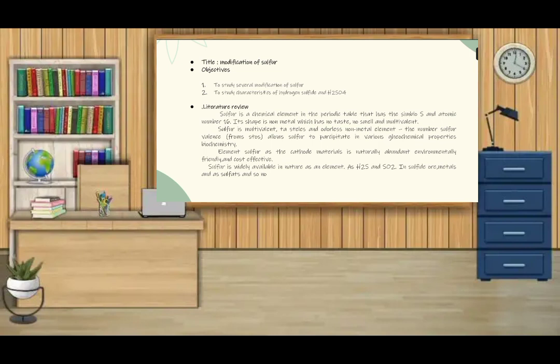Literature review: sulfur is a chemical element in the periodic table that has the symbol S and atomic number 16. It is a non-metal which is tasteless, odorless, and multivalent. Sulfur is a multivalent, tasteless, and odorless non-metal element. The number of sulfur valences allows sulfur to participate in various geochemical and biochemical properties.